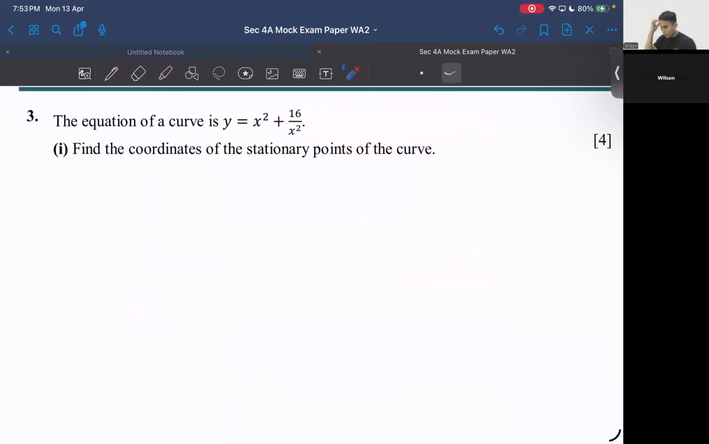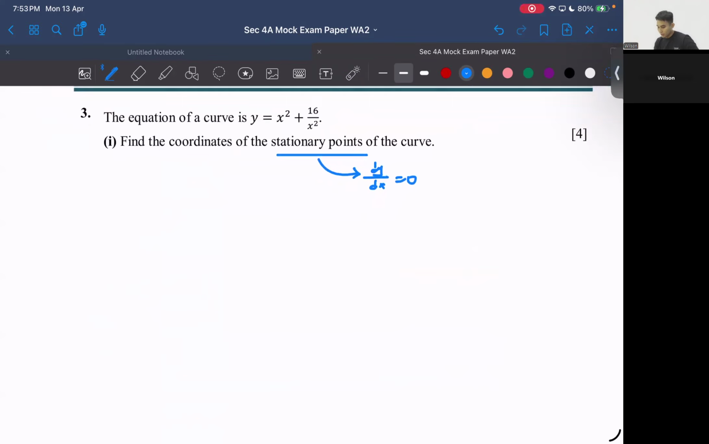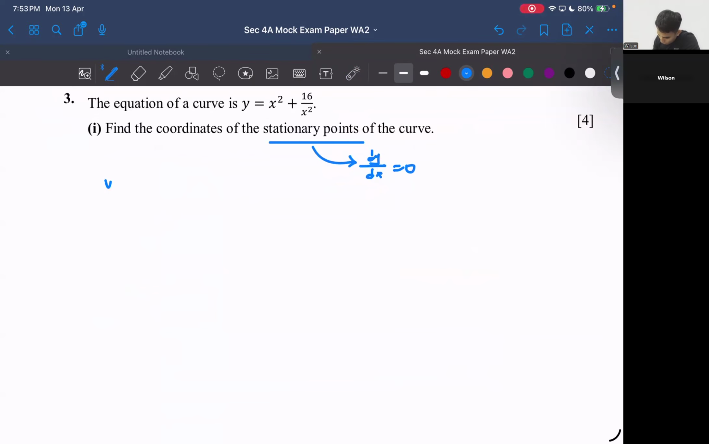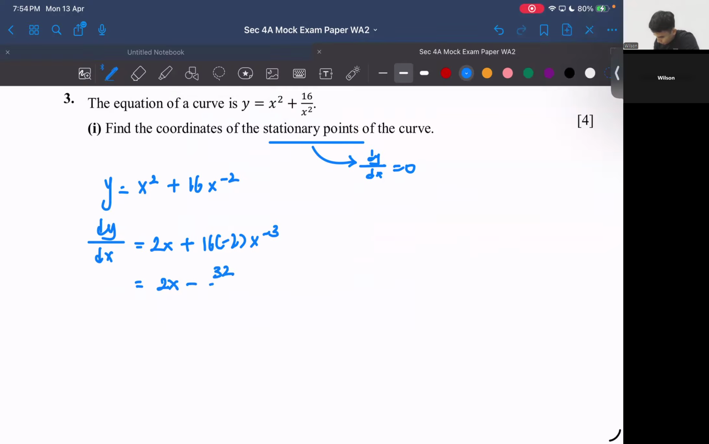The equation of the curve is this. Find the stationary points. Everybody managed to get this, right? This is dy over dx equals 0. Now, you will have two different points. It's just how you manage to get that. So, y is equal to x squared plus 16x to the power of negative 2. dy over dx will be 2x plus 16 times negative 2x to the power of negative 3. This is 2x minus 32 over x cubed, right?